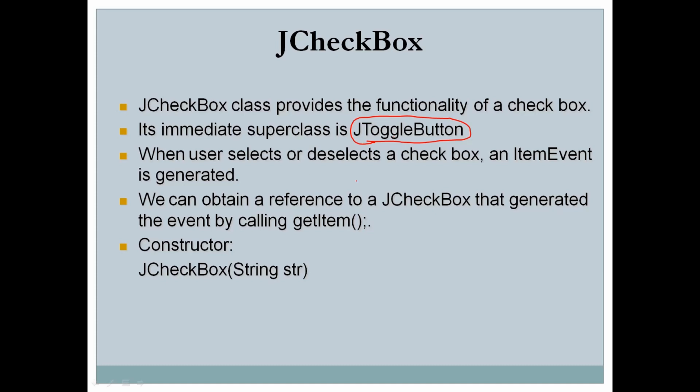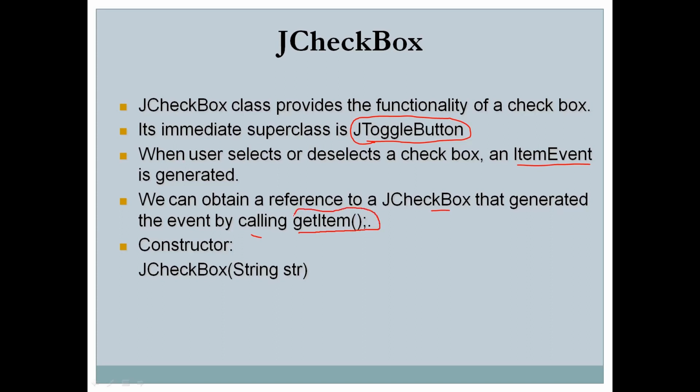When the user selects or deselects a checkbox, an item event is generated. This is important. The event generated by the checkbox is an item event, like the toggle button again. We can obtain a reference to the checkbox that generated the event by calling getItem. So this is an important method.